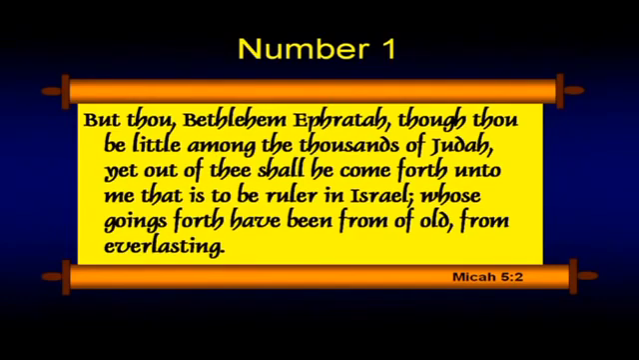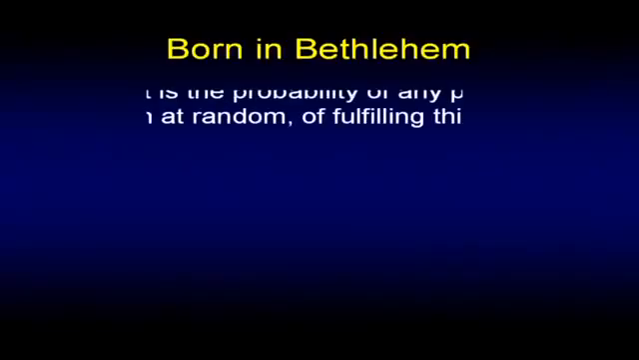Micah says, but thou, Bethlehem Ephrathah, though thou be little among the thousands of Judah, yet out of thee shall he come forth unto me that is to be ruler in Israel, whose goings forth have been from old, from everlasting. This verse is so full of insights we could spend a whole week on it. But we're going to just extract the one obvious step, and that it tells where the birthplace of the Messiah would be. He's going to be born in Bethlehem.